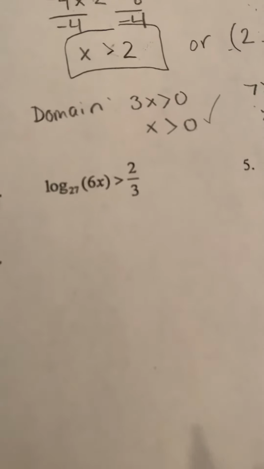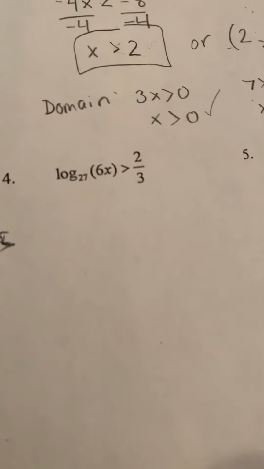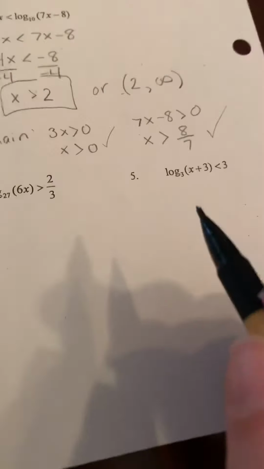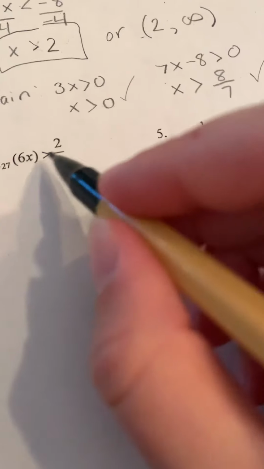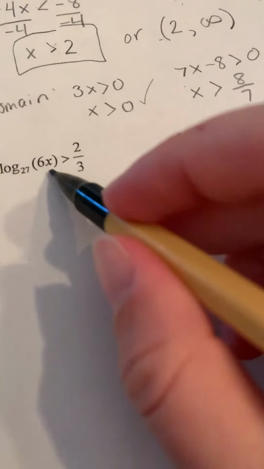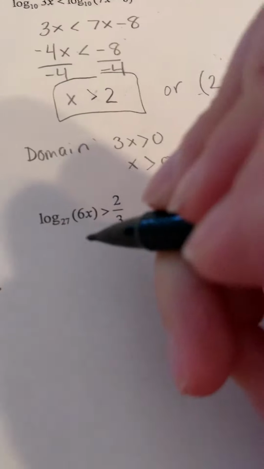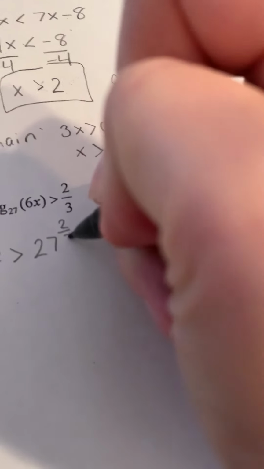All right, number 4. If we try number 4 out, this one is a little bit more thinking involved, but same deal, single logarithm. So we need to convert to exponential, keeping my variable on the side that it was to begin with. So we have 6x is greater than 27 to the 2/3.